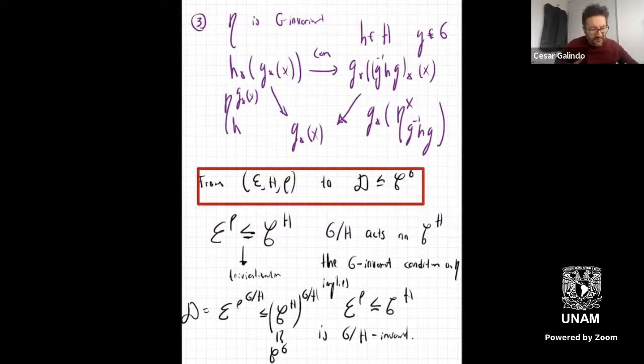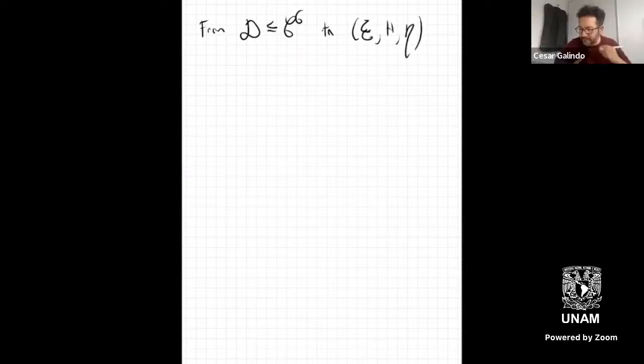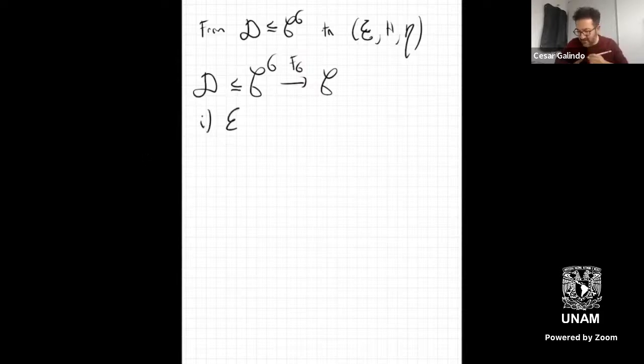And how do we go in the other direction? In the other direction, I want to go from a fusion subcategory to this data. Then the idea is the following. Remember that we have a forgetful functor. And by definition, I have this. So my E will be just the image of D, which is a category inside of C.